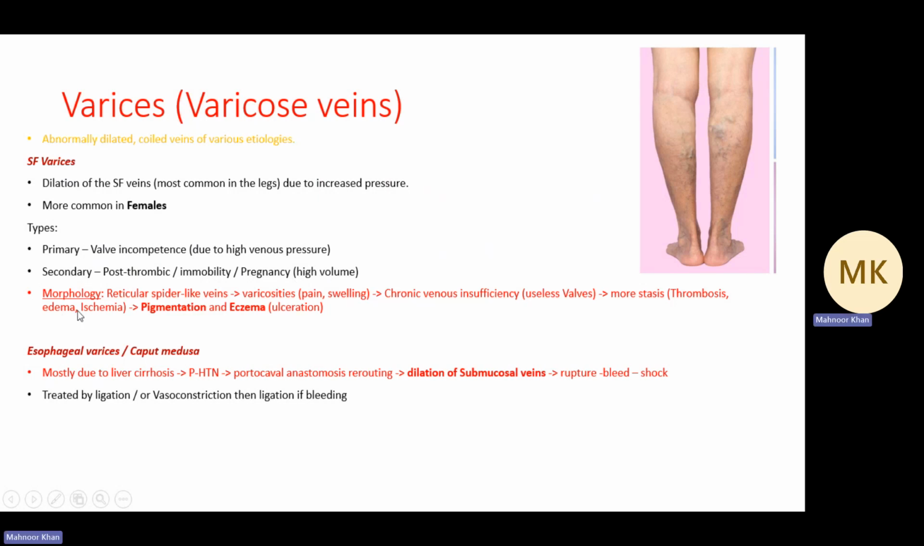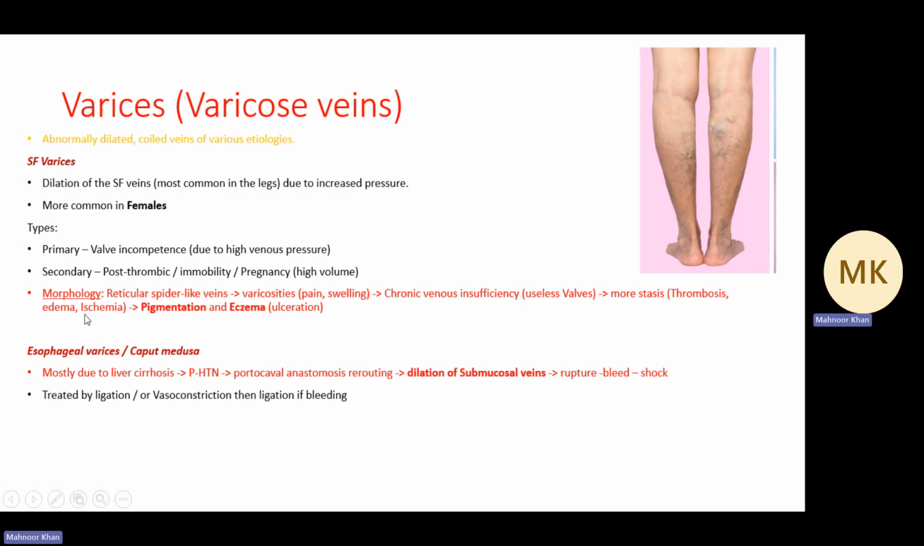And how do they look? The morphology is very important, that's why it's in red here. You need to describe the whole process of morphology to your examiner. So we start with spider-like veins, which you can see here, and then they cause pain and swelling. And if it gets chronic, it leads to chronic venous insufficiency. That means the valves become useless, and hence there's more stasis. More stasis means there's edema, there's thrombosis, and ischemia.